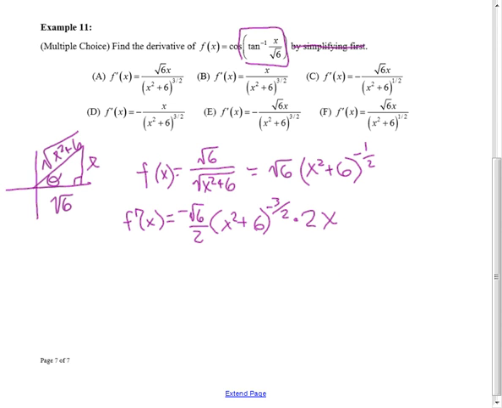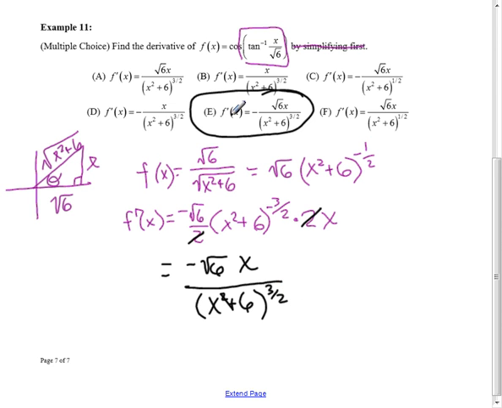Now we can start to simplify this. Alright, I could cancel out these 2's. Maybe I should rewrite it because I notice all of these have fractions, so maybe I should try to put this together as a fraction. So it would be negative square root of 6 times x all over x squared plus 6 to the 3 halves. And we look and see, does that match any of our answers? Why, yes it does. It matches letter E. And so then we're super excited because one of our answers actually showed up.